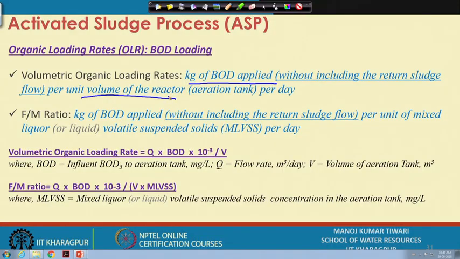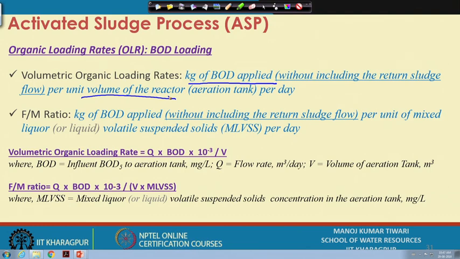So that is why, when we are talking about the organic loading rate or volumetric organic loading rate, we do not include the volume of the secondary sedimentation tank, and we do not include the return sludge flow also.